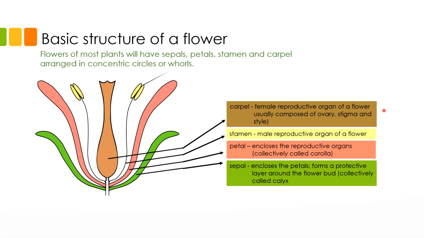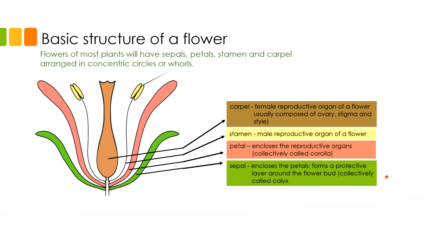The carpel is the female reproductive organ of a flower. It is usually composed of an ovary, a stigma, and a style. The stamen, which form the whorl following the carpel, serves as the male reproductive organ of the flower. It is composed of an anther and a filament. Next to the stamen are the petals. The petals enclose both the carpel and the stamen. A collection of petals is referred to as the corolla.